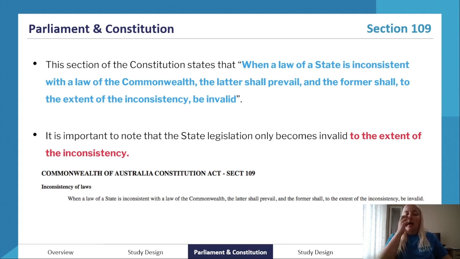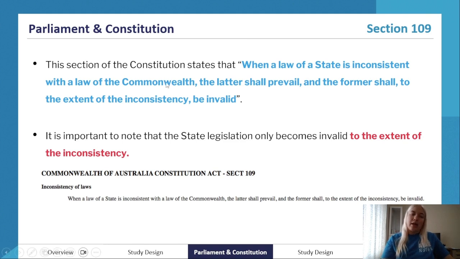So this is saying that when a law of a state is inconsistent with the law of the Commonwealth, the Commonwealth law will continue to operate. Because it makes perfect sense that the Commonwealth law should be superior over a state level law. And the state law is abolished or it's gone, but only to the extent of the inconsistency. So only the part of the state law that contradicts with the Commonwealth law will be abolished, and the rest of it will operate as usual. We only care about there being no contradictions. If there is a contradiction, the Commonwealth is superior and their law will prevail.